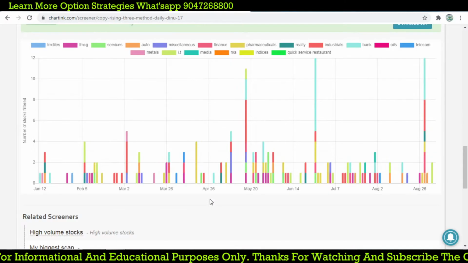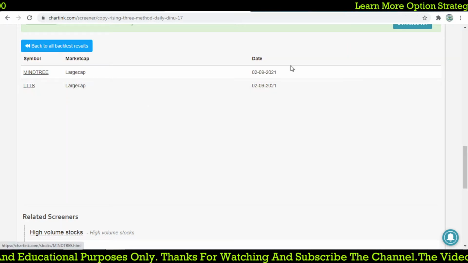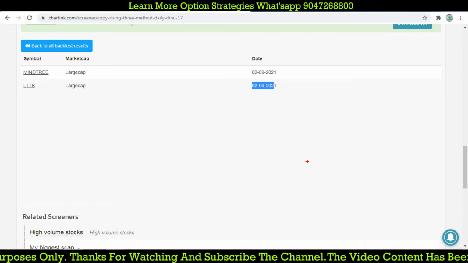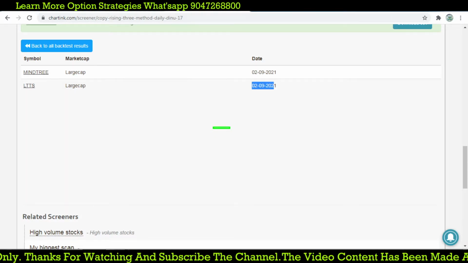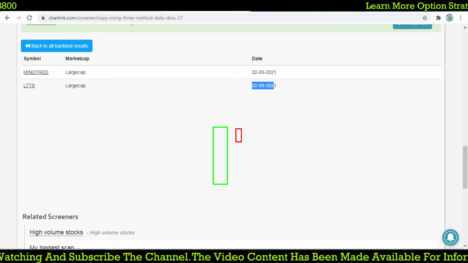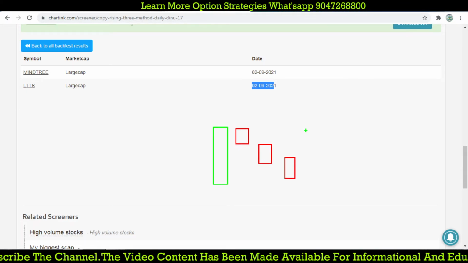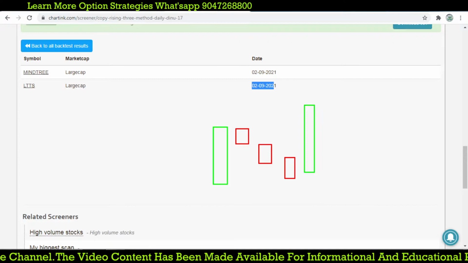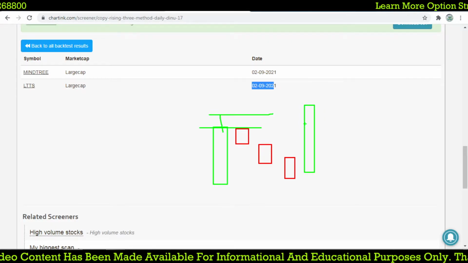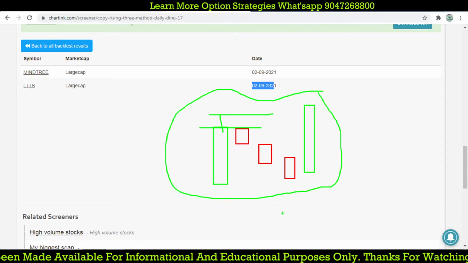Okay, right. So what happened? Mindtree and LTTS were forming that kind of pattern. The candlestick pattern I'm expecting: the first day should be a big green candle, the second day red, third day red, fourth day red, and the fifth day, a big green candle that must close above the first day's close. This is the pattern where I'm expecting a rising three method.